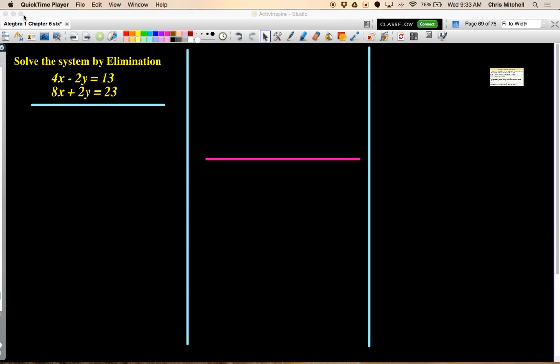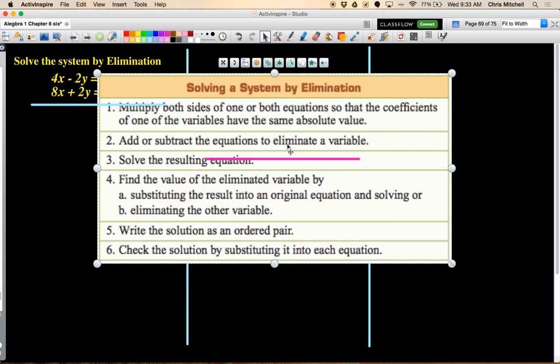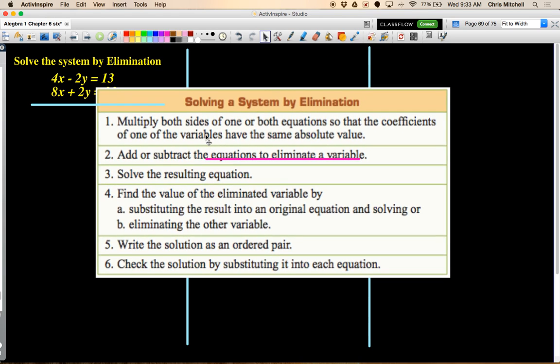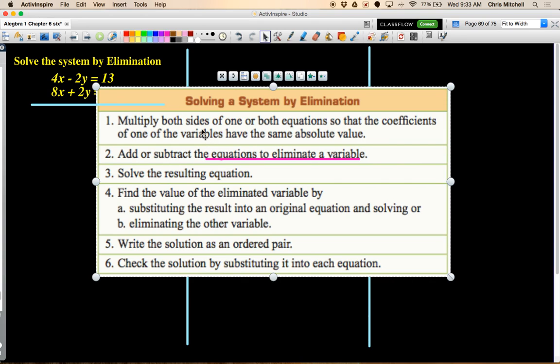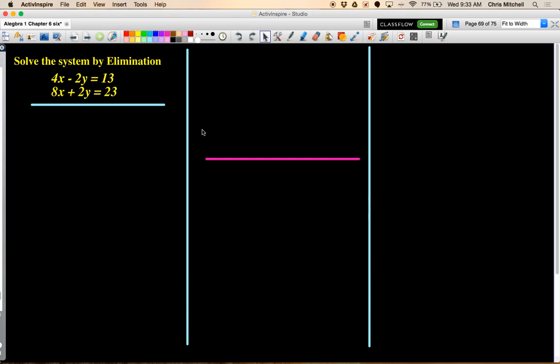All right. So, while we're solving systems by elimination, the first thing you need to do and put inside of your foldable, you won't be able to glue it or attach it at this time, but you need these steps. By now, you should have them. I don't want you to write it. I'm going to give it to you so you don't have to spend time writing it. So, I'm going to go ahead and delete that. Let's get started.